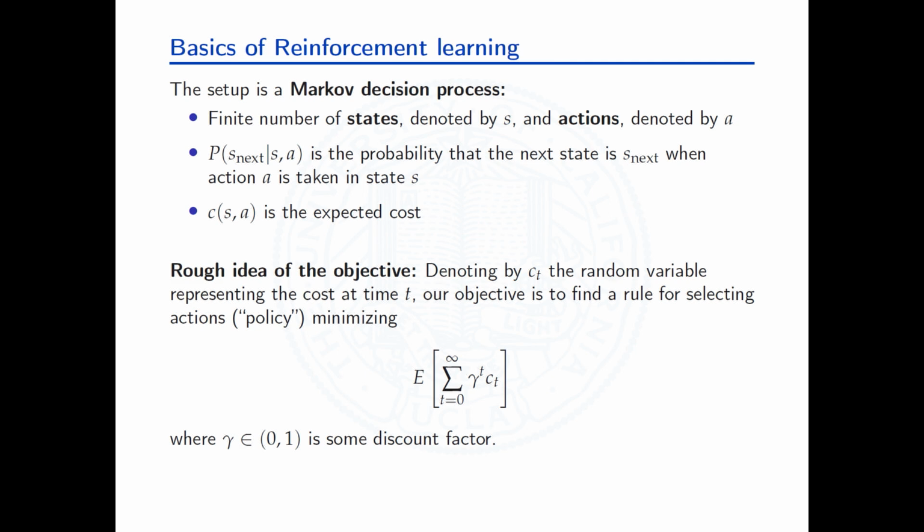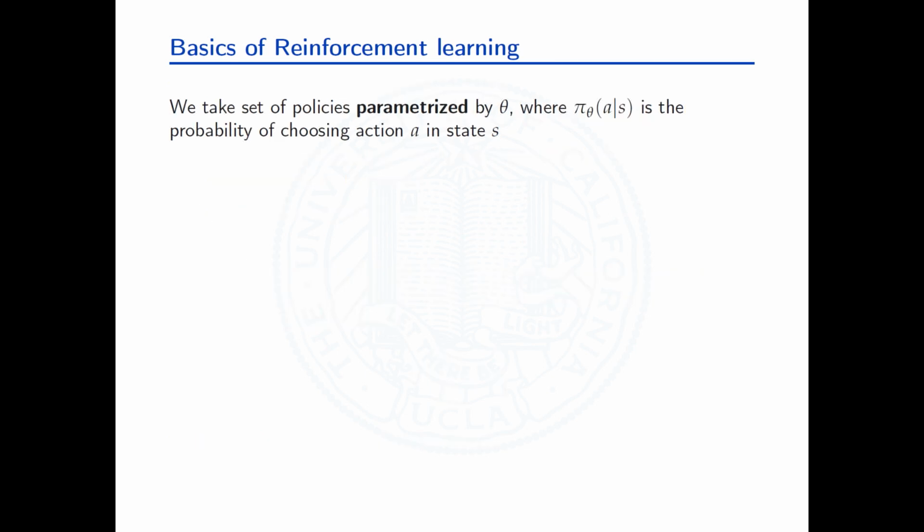And this is the rough idea of the objective of classical optimal control problems or reinforcement learning problems: you want to find a policy that minimizes a discounted cost, okay? And here, note that this C_t is random, right? Because you have an underlying MDP, okay?